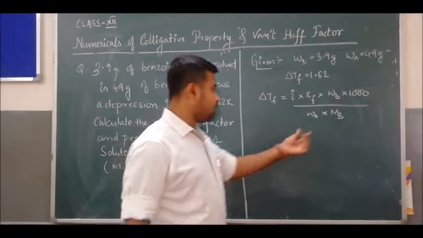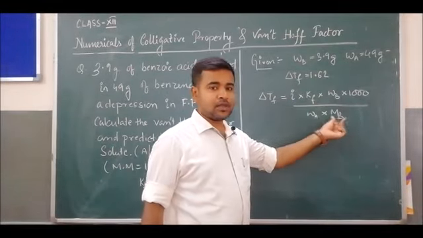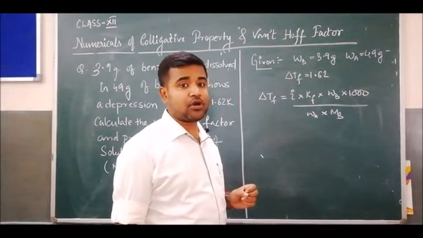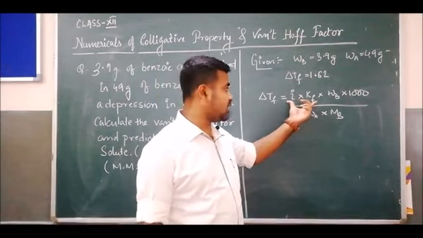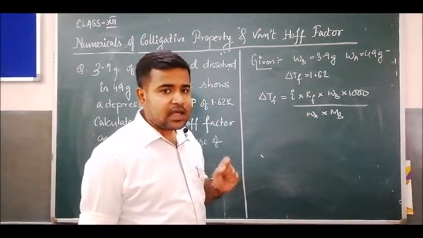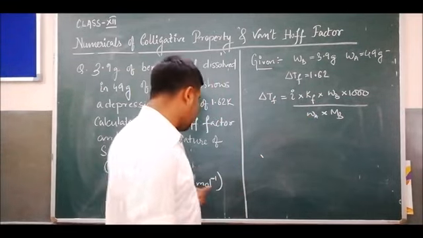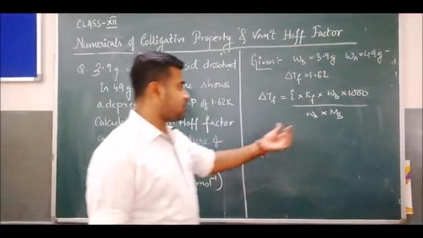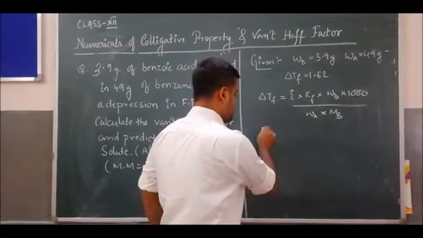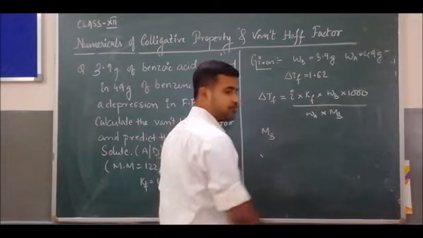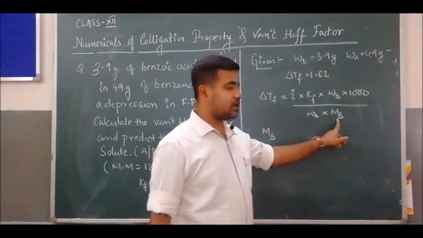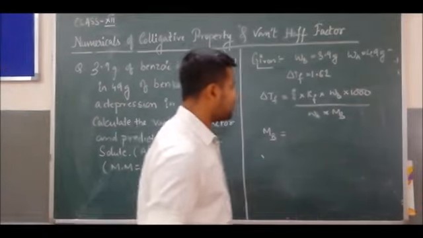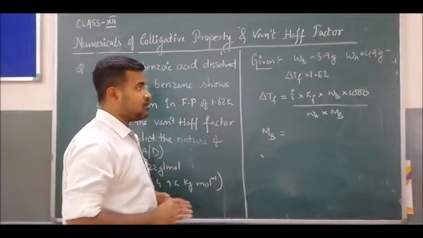Here we have to find out the molar mass, and that is the abnormal molar mass. Whatever we are getting from this formula is the abnormal molar mass. Normal molar mass is given here, 122 gram per mole. So we have to find out the abnormal molar mass. MB we will bring to this side and delta TF to the other side. Then what is the I value here?